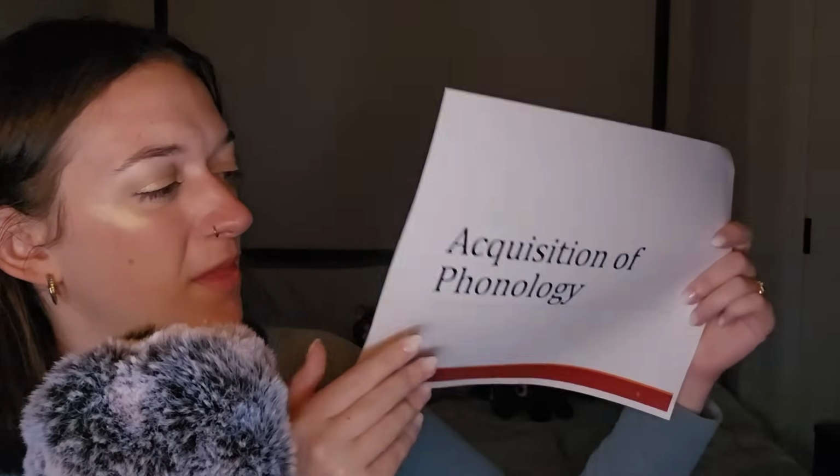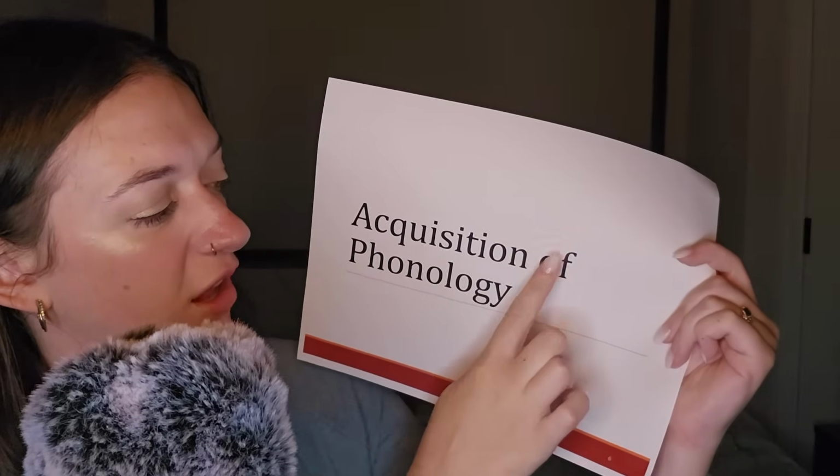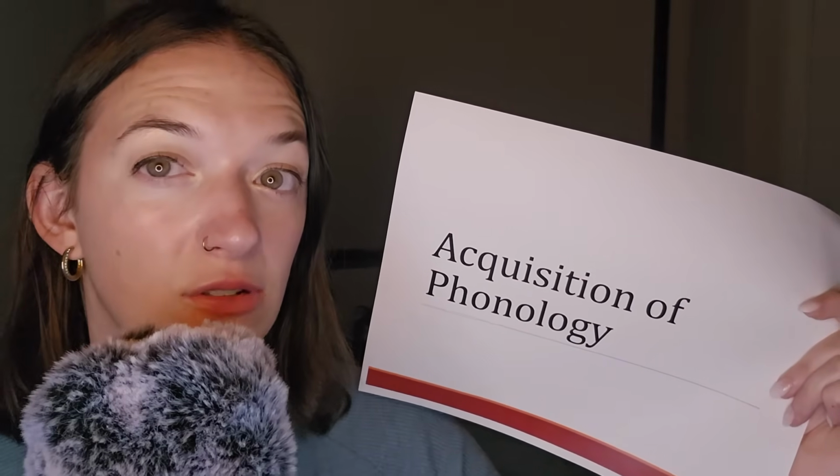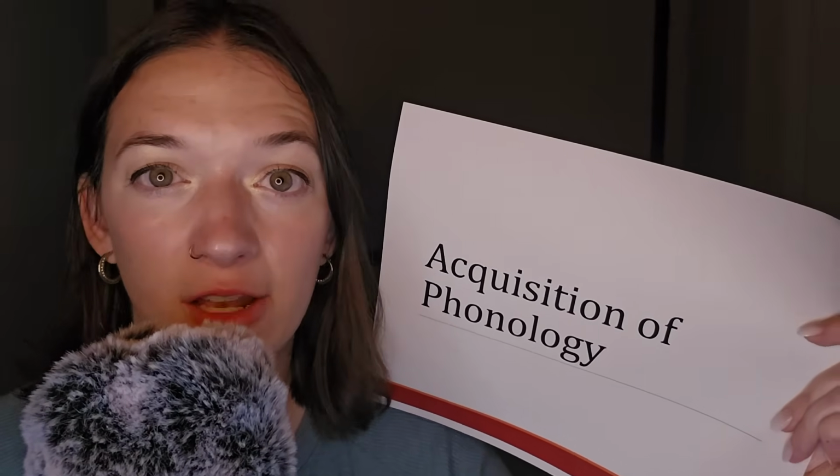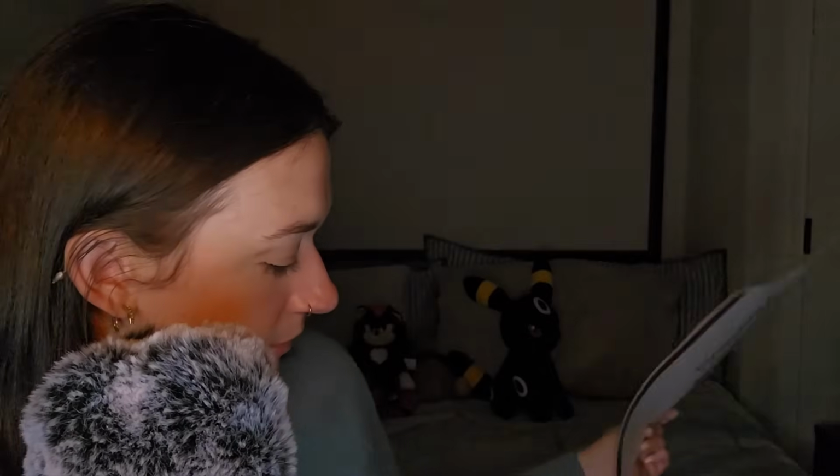So, previously we have talked about phonology in other videos on this channel. So let's talk a little bit about acquisition of phonology. How do babies acquire the sounds of their language and start to put them into patterns? Or how do they start to recognize the patterns of sounds in their language? And also, what pronunciations are childlike and which pronunciations are adult-like?